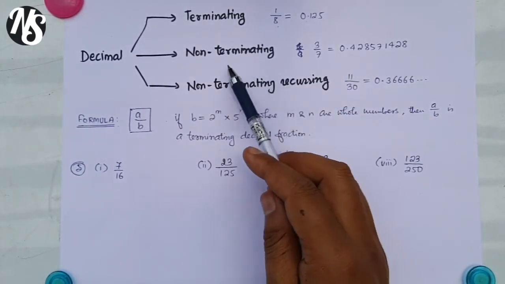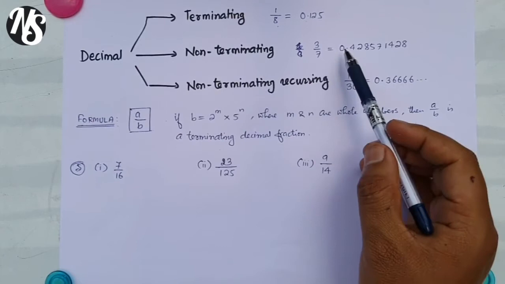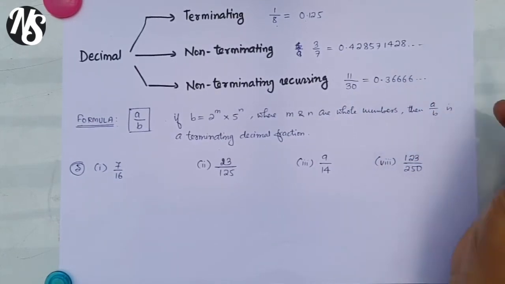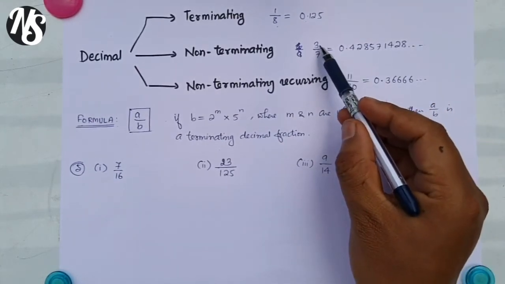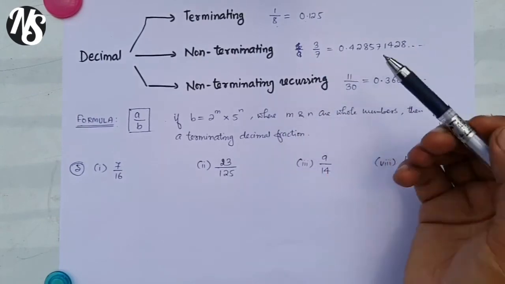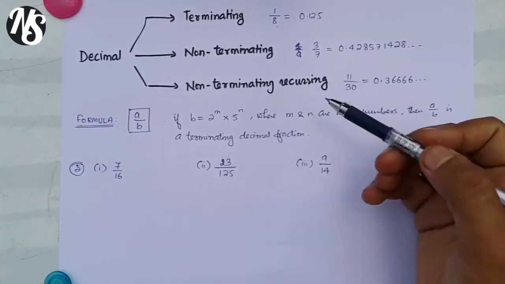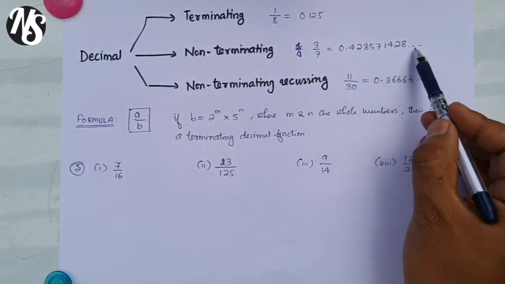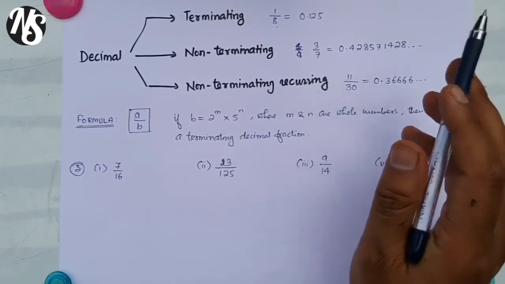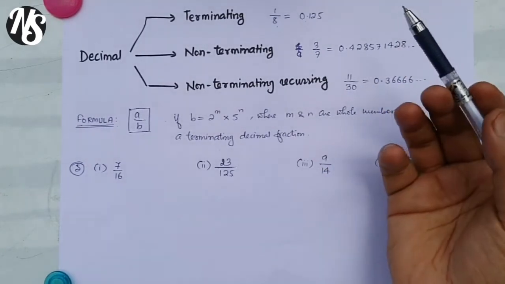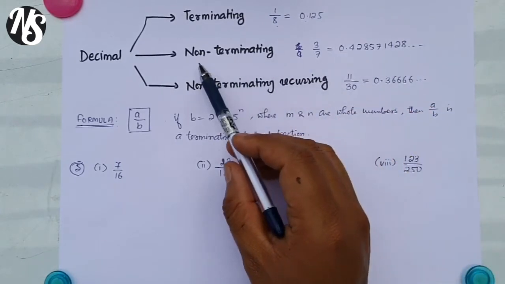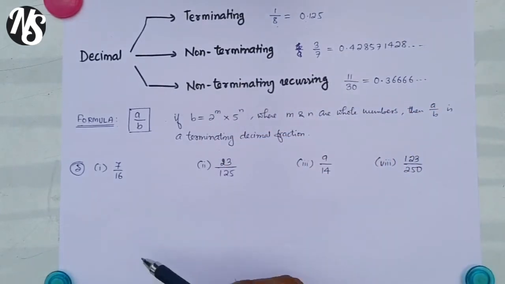Next is non-terminating decimal number. Now if I ask you to convert 3 by 7 into decimal number, you keep on dividing. Okay, so you get these numbers, so it won't stop. That means if the division won't stop, that kind of number is called non-terminating decimal number.